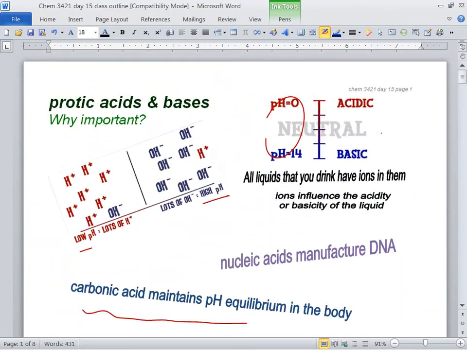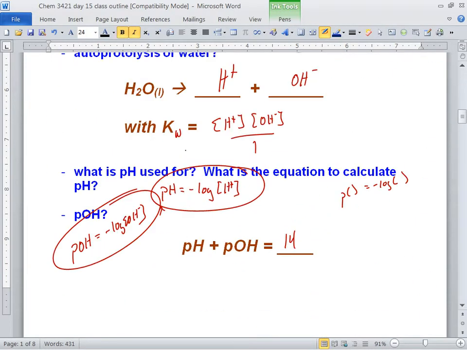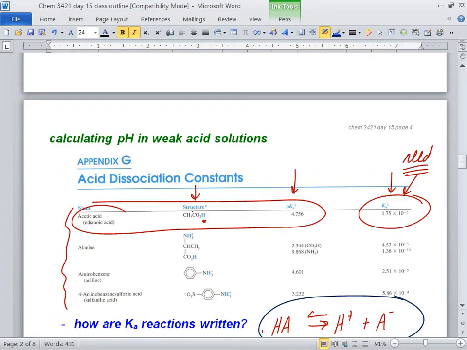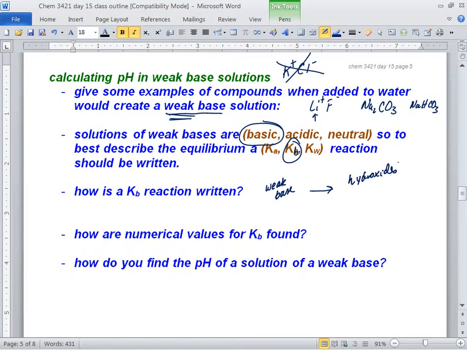Way up to the beginning here. Here's a basic solution. A base generates what in solution? Hydroxides. So that's the info that a Kb reaction wants to relate. It wants your weak base over here, and it wants hydroxides over here. Okay, hydroxide ions.